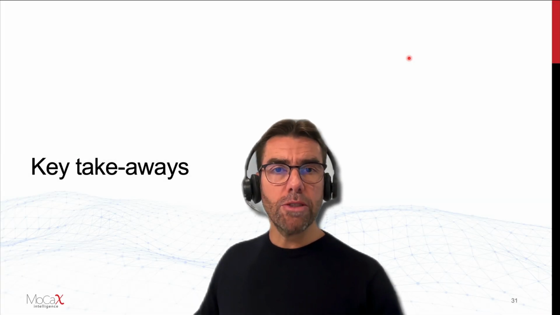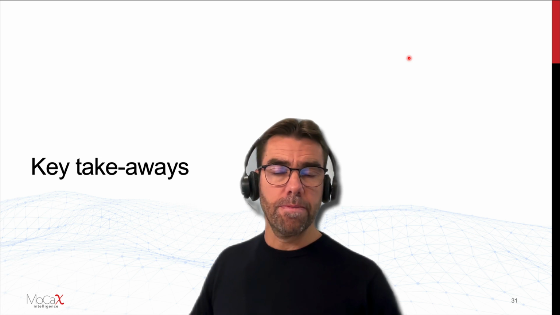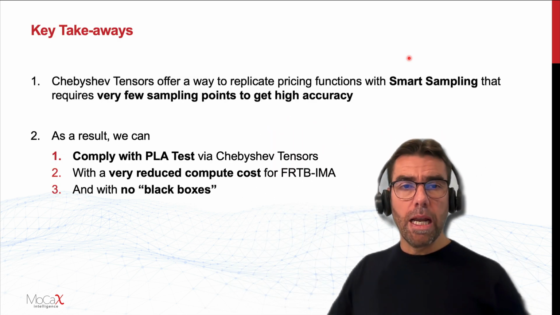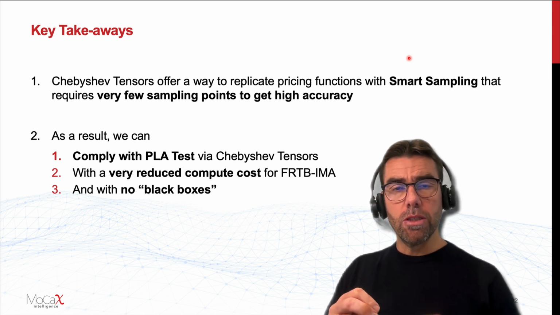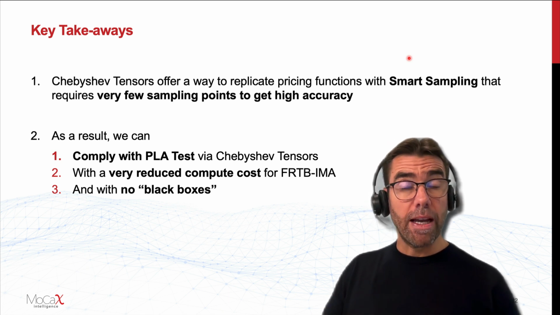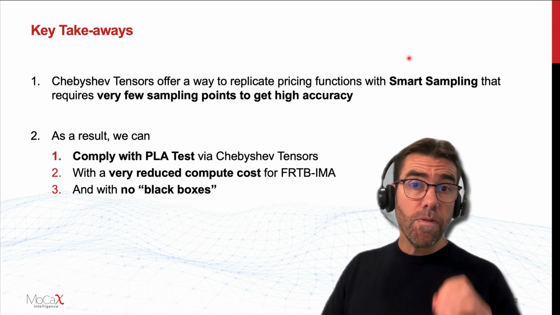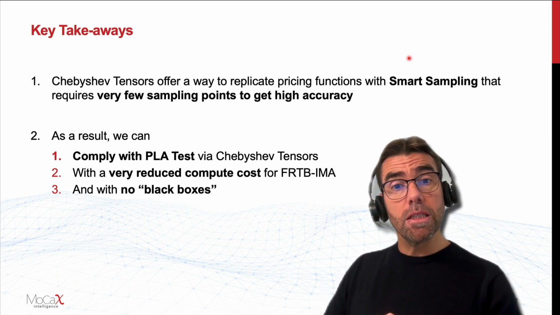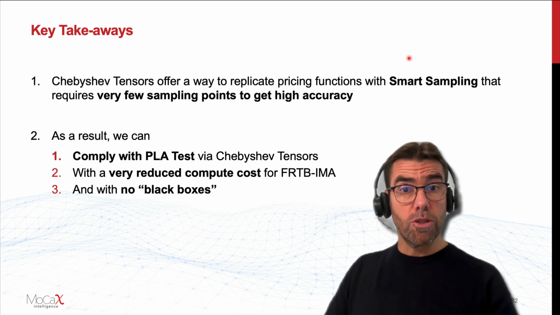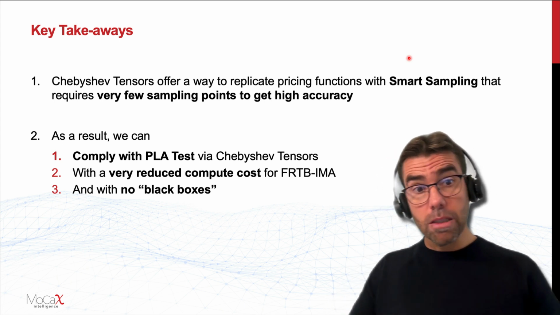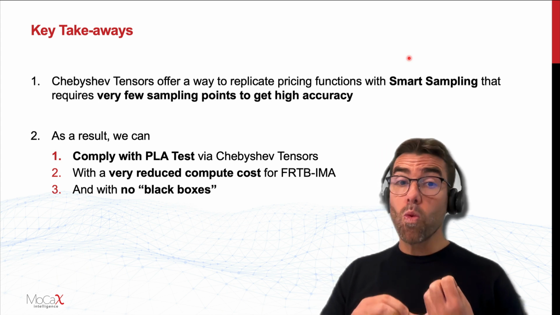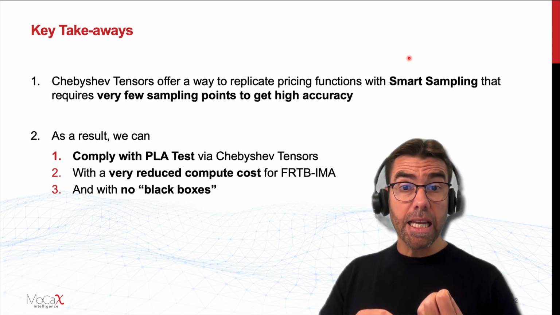Okay, so let's wrap up now with a few takeaways. On one hand, we have seen how we are able to replicate pricing functions using the smart sampling that Chebyshev tensors provide, so that very few sampling points are needed to get very high accuracy, which is what is required for the P&L attribution test. As a result, we can comply with the P&L attribution test with this type of machine learning technique.